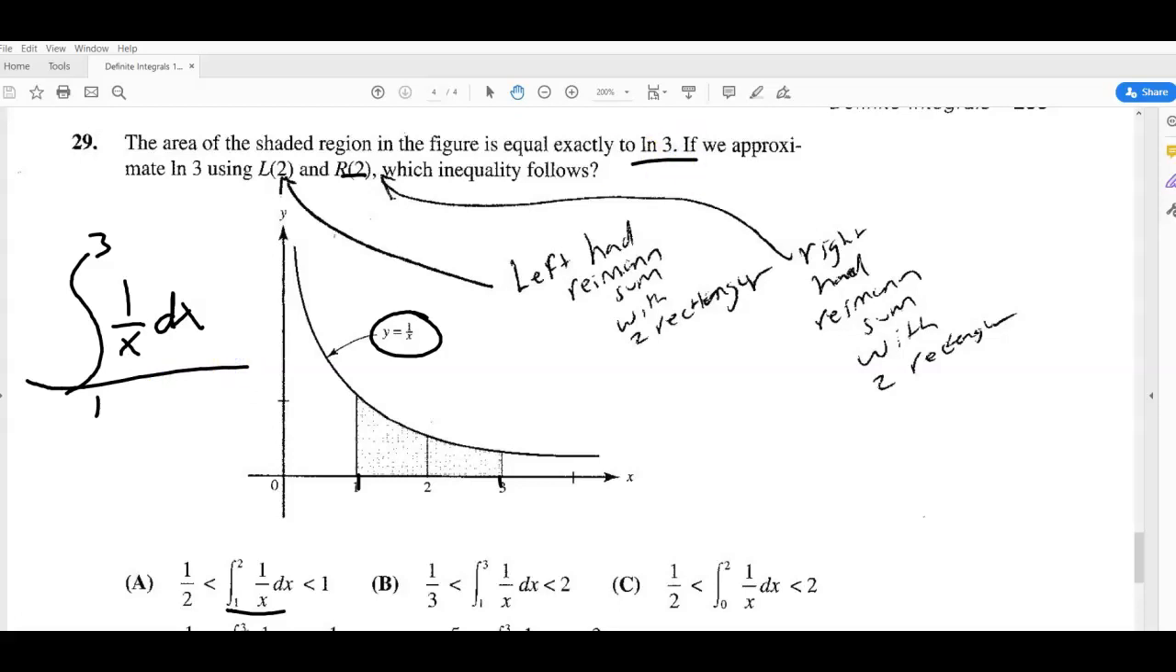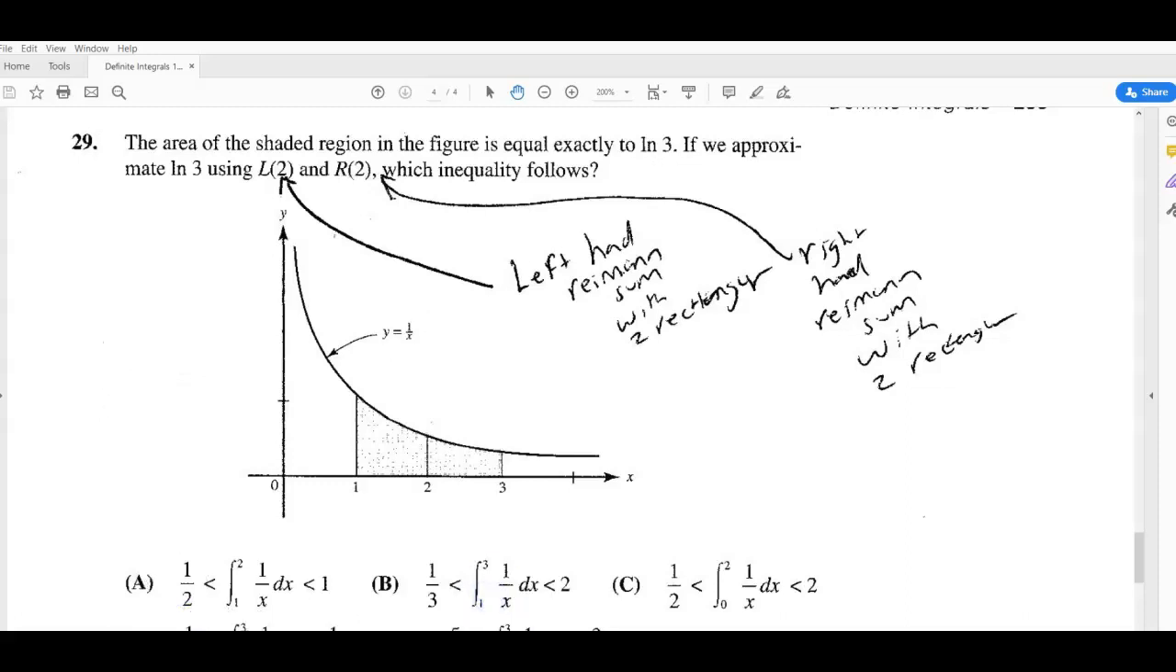And since we're doing a left-handed sum, that would be an overestimate. And we're also going to do a right-handed sum, which would be an underestimate. And so we have an inequality where the left side is going to represent the underestimate, the right side is going to represent the overestimate, and the actual area is going to go right in the middle. So that's the setup that they're going for there. So basically we just need to find out what the right-hand sum is, what the left-hand sum is, and then we just need to pick the right choice.